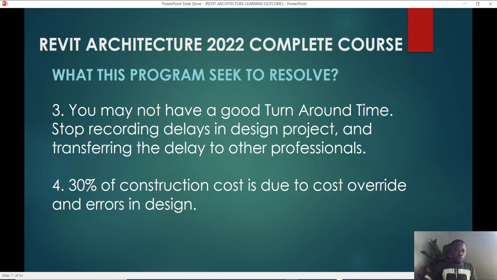And so you start recording delays in design projects, and when you finish, you transfer the delay to other professionals. So for example, if you're using CAD and you finish your work, because it took you a longer time to put a 3-dimensional thought into 2 dimensions, and to form the 2-dimensional views like sections and elevations from it, when you give it to the other engineering professionals to work on, you give it to them in 2 dimensions, and that is where the challenge comes in. You end up transferring that same delay to them.